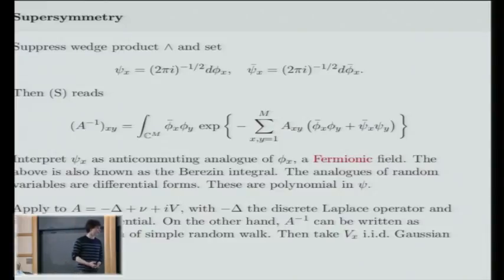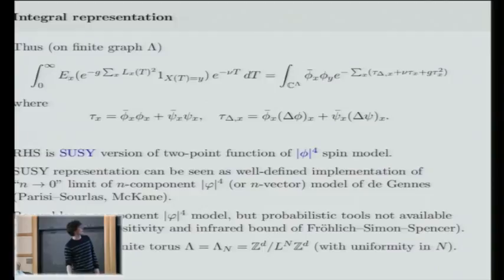On the other hand, you can write this resolvent in terms of random walks by a kind of Feynman-Kac formula. And what you obtain is a formula for the two-point function of the weakly self-avoiding walk in terms of such a supersymmetric integral. So the left-hand side is the two-point function of the weakly self-avoiding walk, and the right-hand side is this supersymmetric integral from the previous slide. Now this is a supersymmetric version of the phi-4 spin model, which you can see.